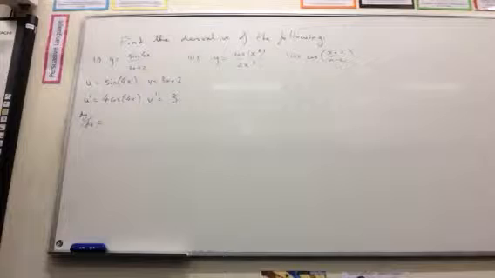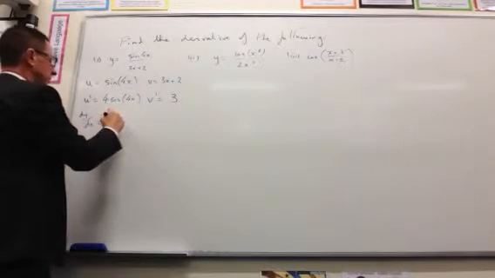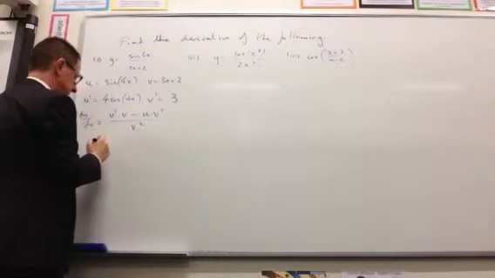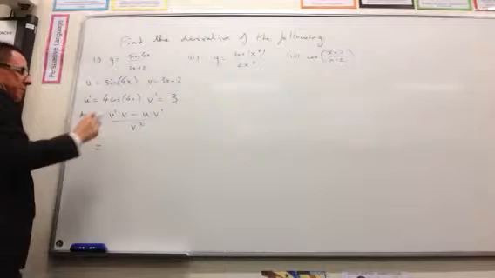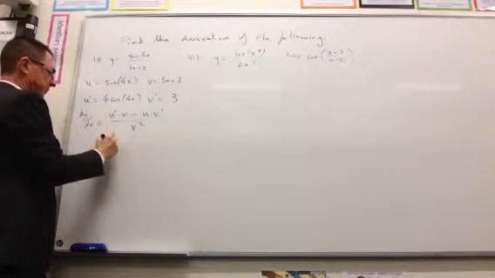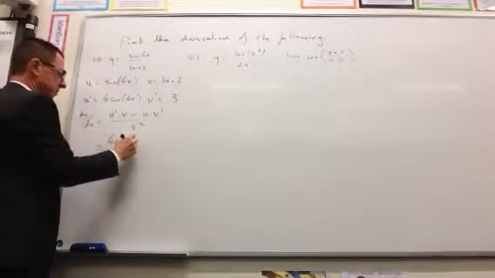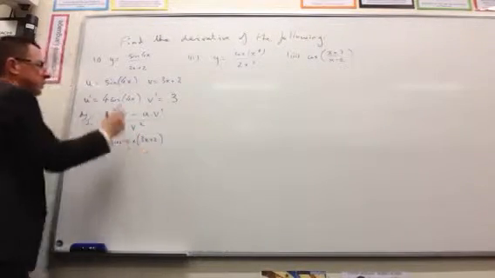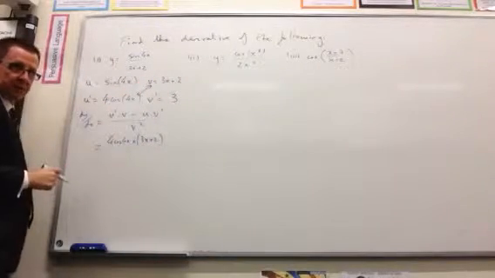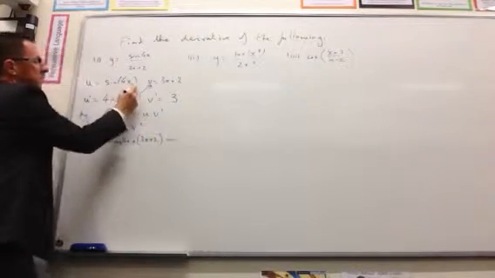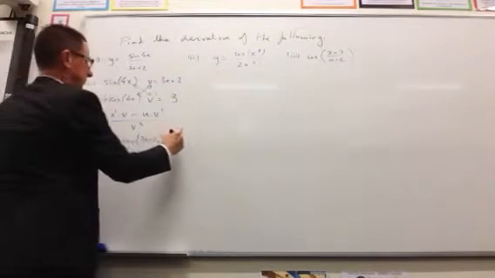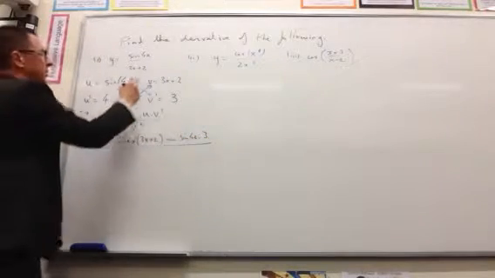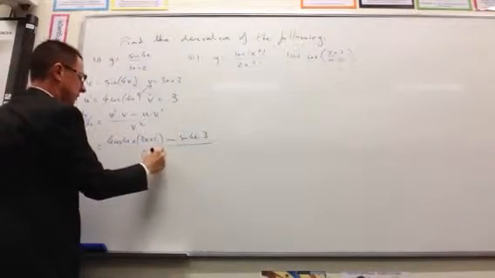and then basically substitute into the rule. Well, the rule is U dash V minus U V dash over V squared. So the derivative of the top, 4 cos 4x times the original function, 3x plus 2. So it's those two together, minus those two. Over the bottom line squared, 3x plus 2.